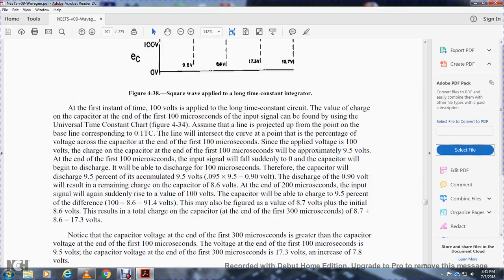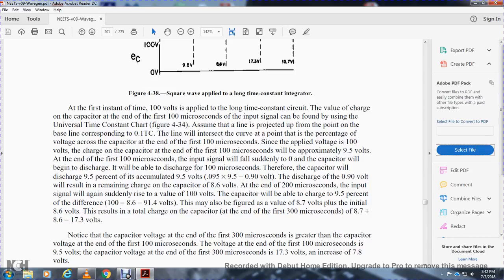At the first instant, the 100 volts is applied to the long time constant circuit. The value of the charge of the capacitor for the first 100 microseconds of the input signal can be found by the universal time constant chart, figure 434. Assume a line is projected above the point on the baseline corresponding to 0.1 of the time constant. The line will intersect the curve at the point giving the percent of the voltage across the capacitor. At the end of 100 microseconds, for the 100 volt applied voltage, the charge of the capacitor will be approximately 9.5 volts.